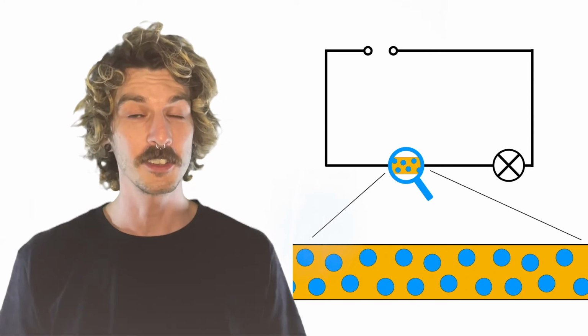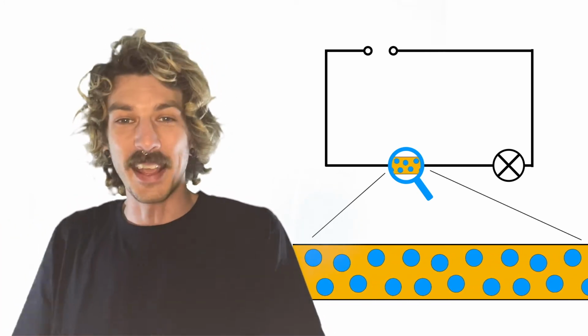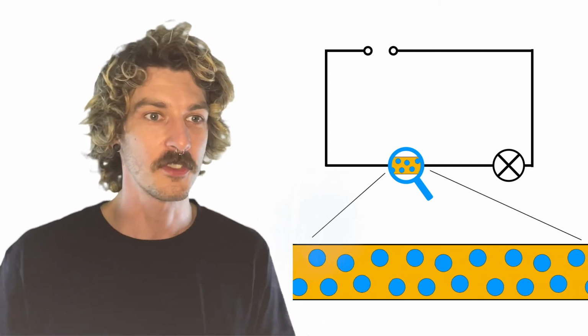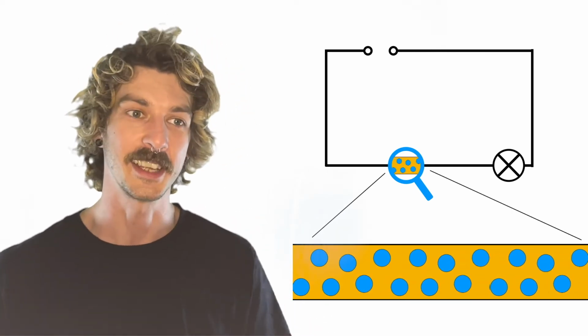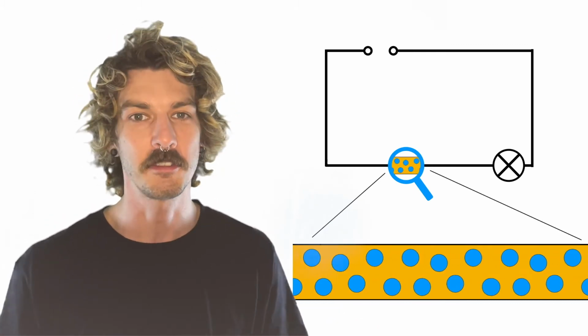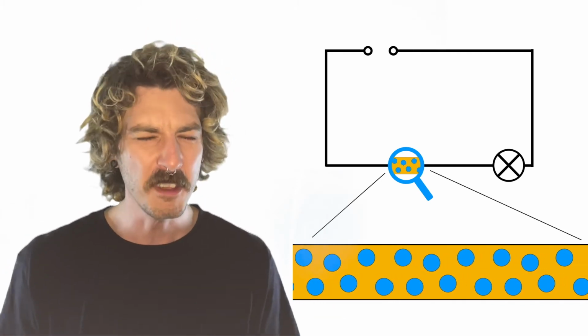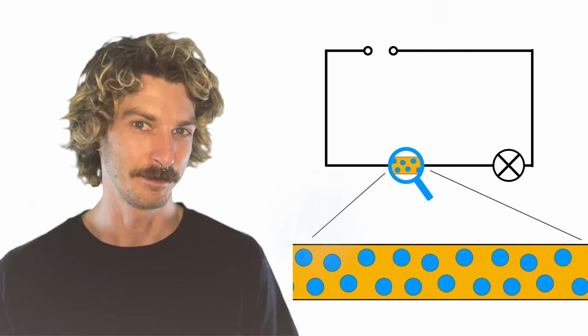And this is the type of current that we get delivered to our homes from the national grid. This so-called mains supply, all of the plug sockets around your house are delivering an alternating current. And in fact, this one in particular has a frequency of 50 Hertz, which means that the electrons are switching direction 50 times per second.